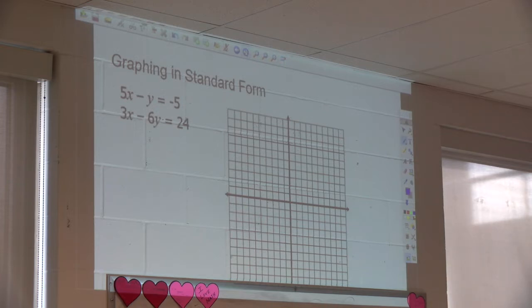Ready? Okay. So, if I want to graph these two lines, and I don't want to have to rewrite them into y equals mx plus b form, what I can do is find the x-intercept and the y-intercept, which sounds like it's going to be tricky, but all you have to do is, if I'm starting with this first equation, I've got 5x minus y equals negative 5. You sort of just say, okay, let's say that x is 0.